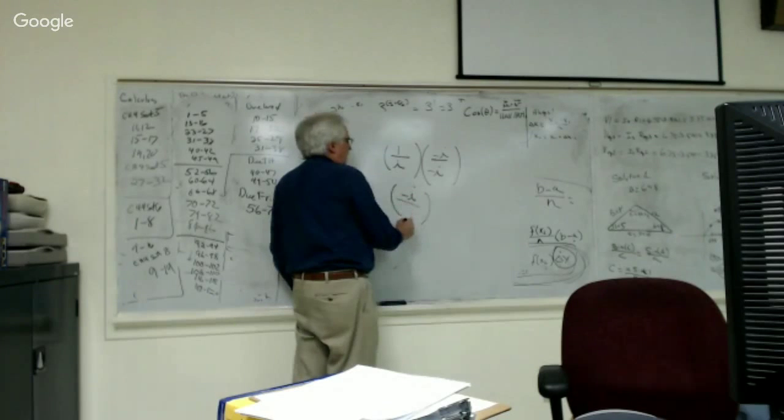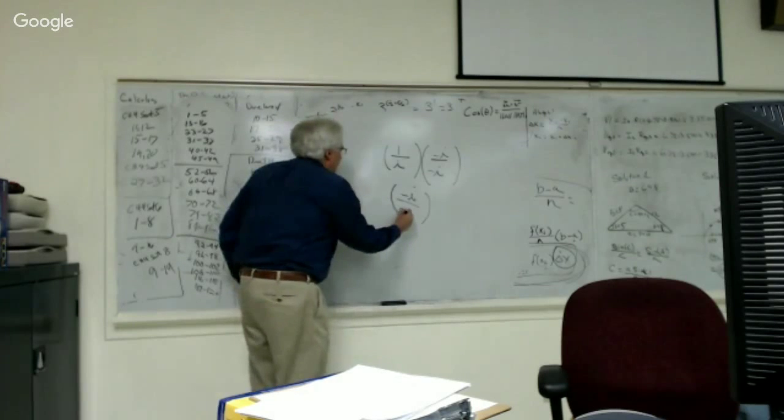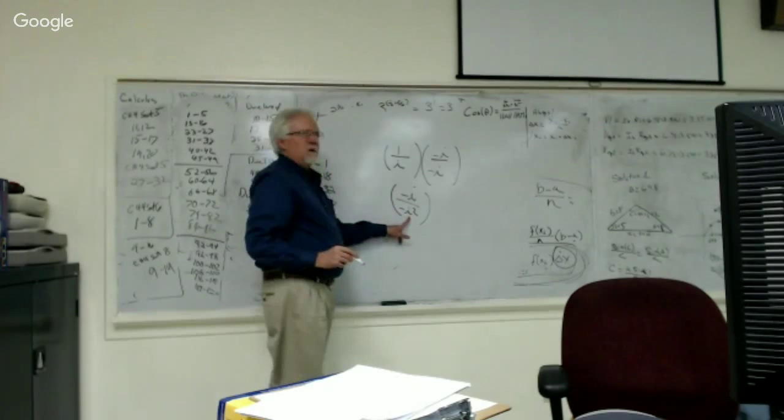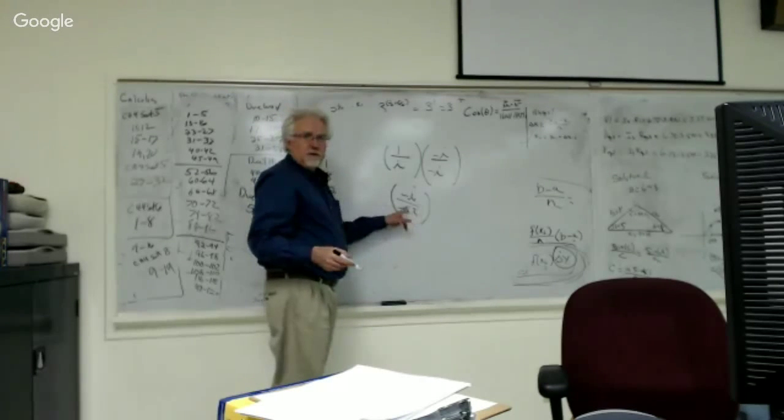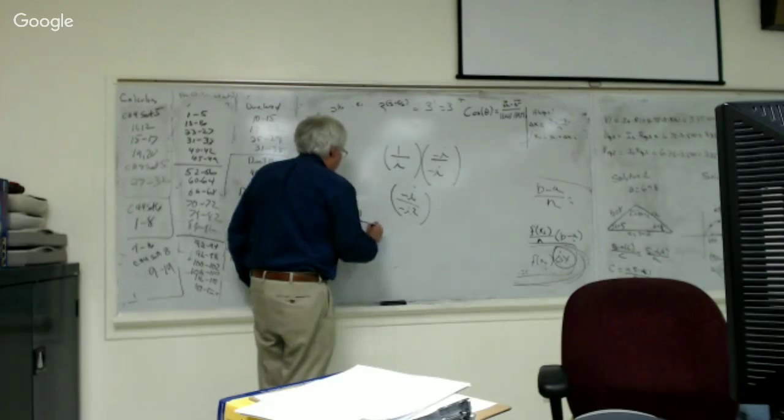And what do I have in the denominator? Negative i squared. Okay, negative i squared. i squared is equal to what? Negative 1. And negative 1, what goes on the bottom? 1. So 1 over i is equal to negative i.